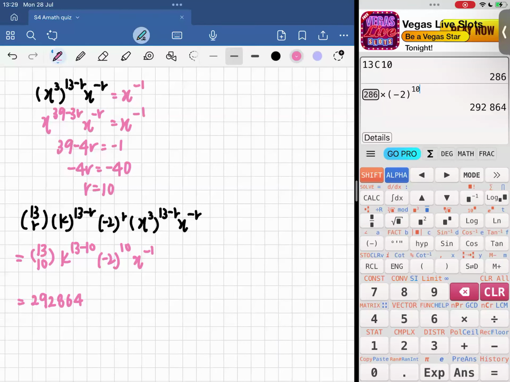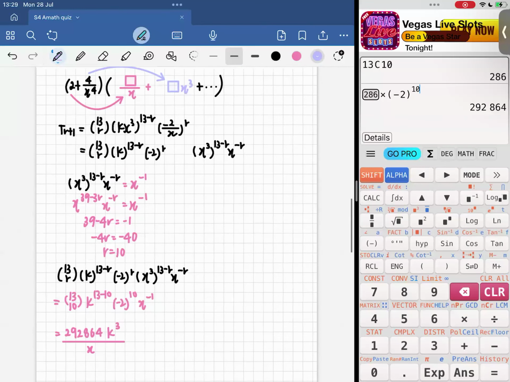292,864. This one is k to the power 3 over x. So this one will be my coefficient, my ugly number, okay? 292,864. Scary, right? Okay, now we're going to do the blue color part.